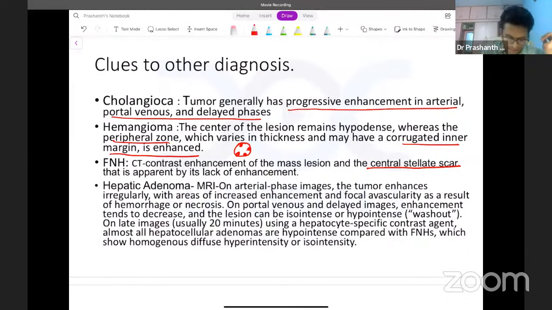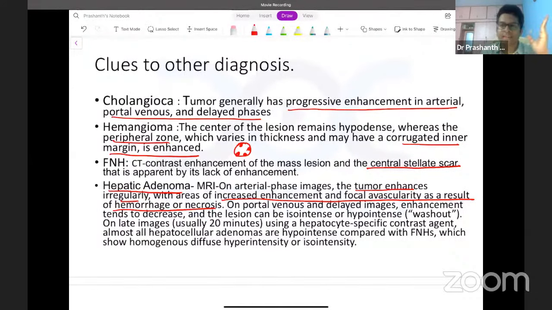If you are looking at hepatic adenoma, adenoma is nothing but hyperplasia of normal hepatocytes. Okay, that is the first step. So it is very similar to what is happening to the adjacent liver hepatocytes. And that is why it is kind of difficult to identify and differentiate from other lesions. But MRI has been good at identifying hepatic adenoma. What you guys have to know is that the tumor enhances irregularly with areas of increased enhancement and focal avascularity as a result of hemorrhage and necrosis. Both of them could occur within the lesion.